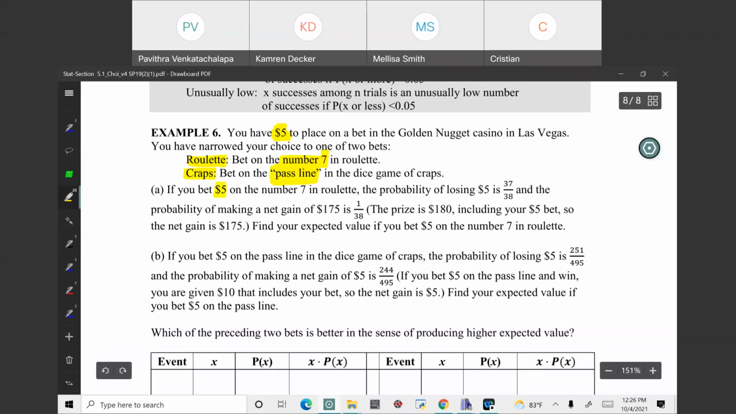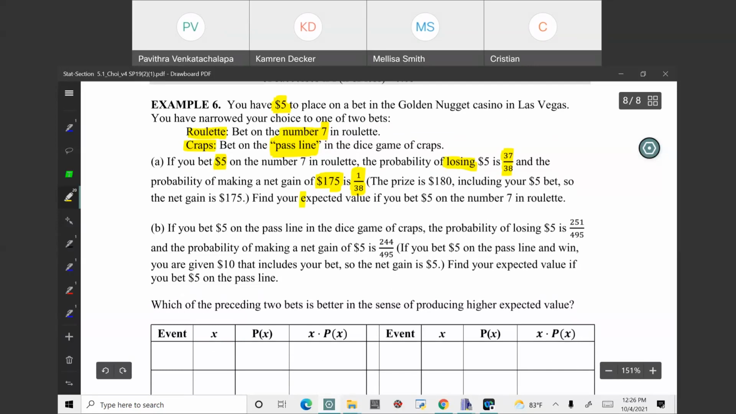Now, if you bet $5 on number 7 in the roulette, they're saying that the probability of losing is 37 by 38. That's the value they have given. And the probability of making a net gain, which is nothing but the profit, is 1 over 38. And this is how much you get if you win. Now, they are asking us to find the expected value, which is nothing but the mean or the average, right?